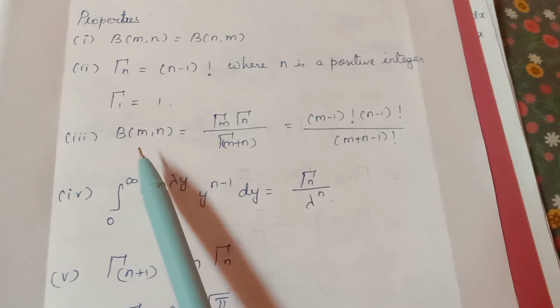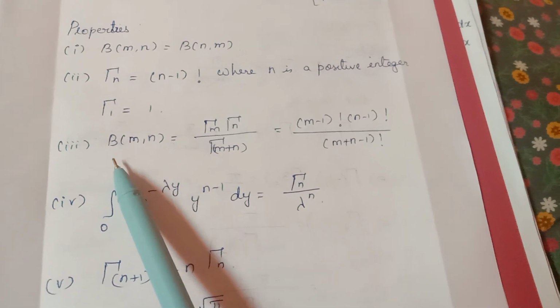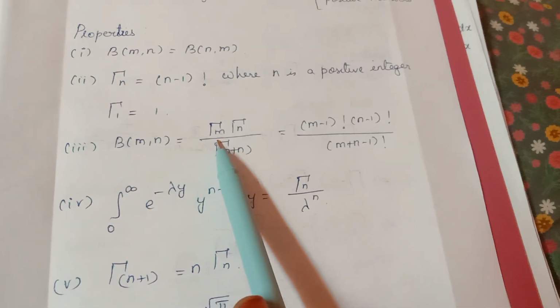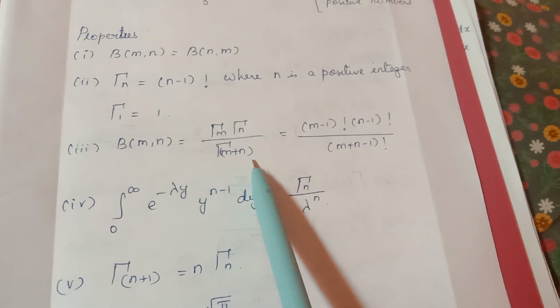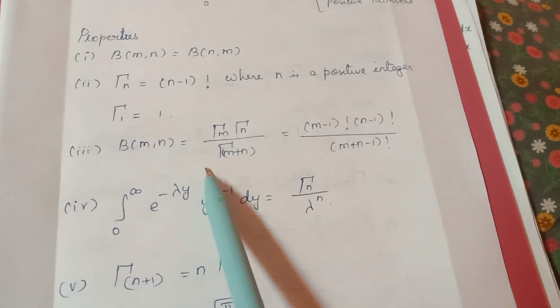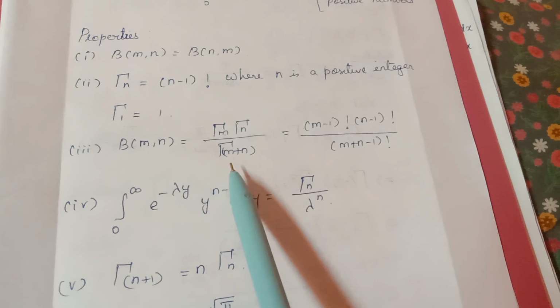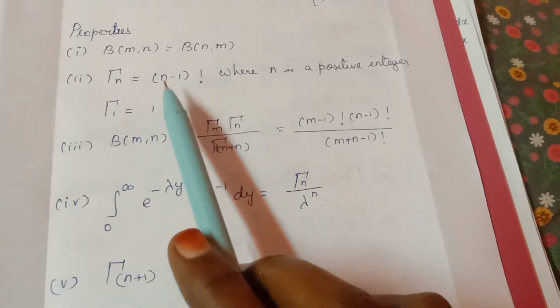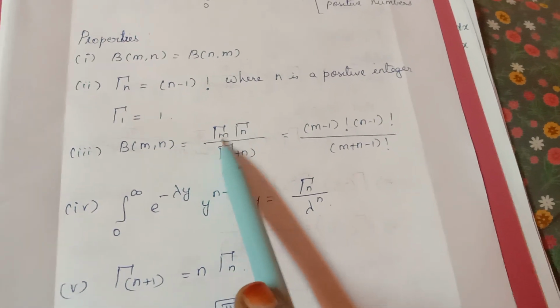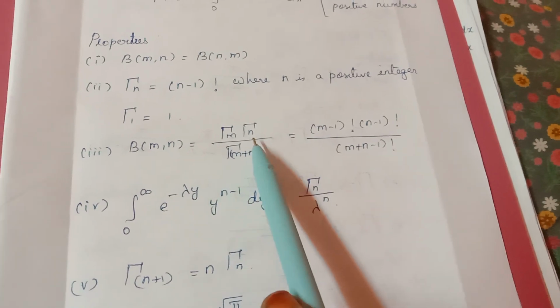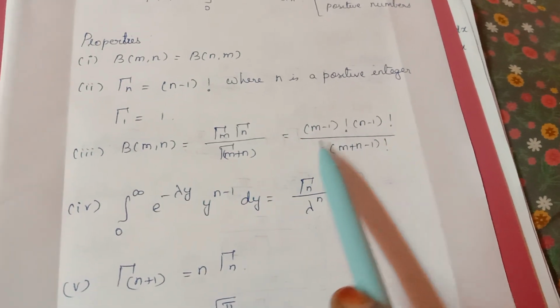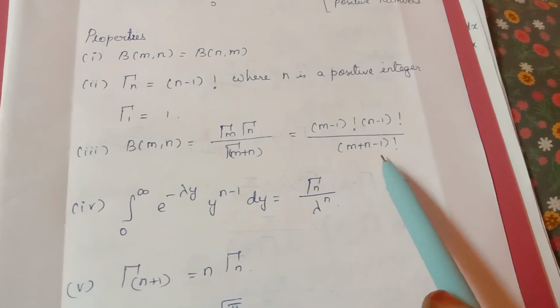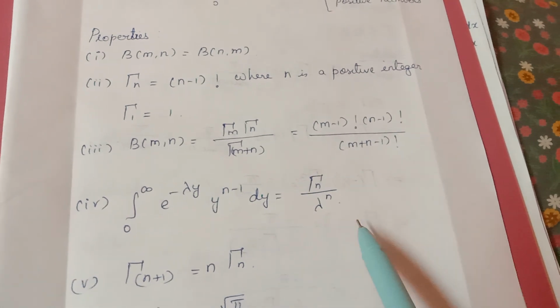And this is the relation between beta and gamma function. Beta of m, n is equal to gamma of m into gamma of n divided by gamma of m plus n. So this gives the relation between beta function and gamma function. Okay, so then by this property, how can I rewrite? Gamma of m is equal to m minus 1 factorial, gamma of n equal to n minus 1 factorial, and gamma of m plus n is equal to m plus n minus 1 factorial.